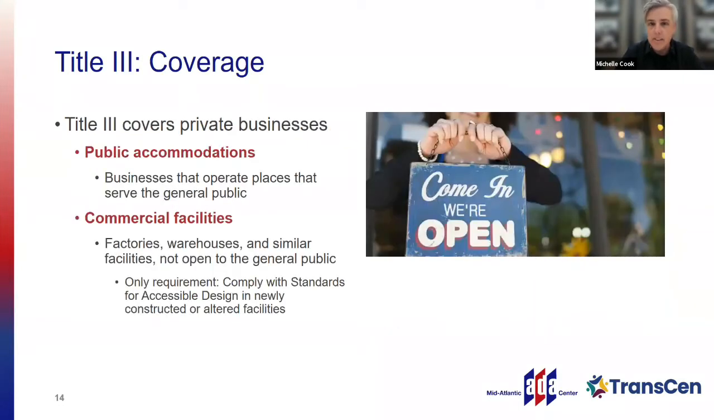And Title III, once again, to quickly review, covers those private businesses. They're also called, in the provisions, places of public accommodations. Those are businesses that operate places that serve the general public. Also, commercial facilities are covered under Title III. Those are factories, warehouses, similar facilities not generally open to the public. Next slide, 15.